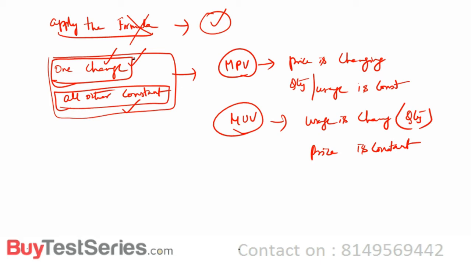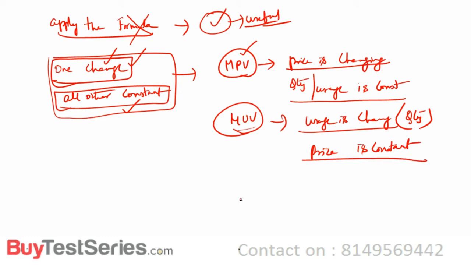So the logic behind all this formula is that there should be only one change and all the others must be constant. Only then the resultant number that you get after applying the formula can be useful. You got it? For example, if we are calculating material price variance, only price should be changing and quantity or usage must be constant. Material usage variance means only quantity or usage must be changing and price must be constant. Are you able to get me? Right.